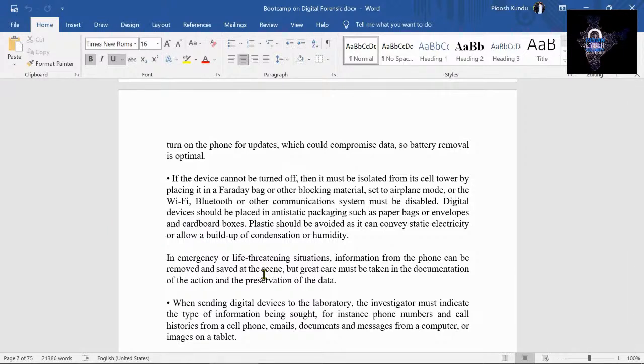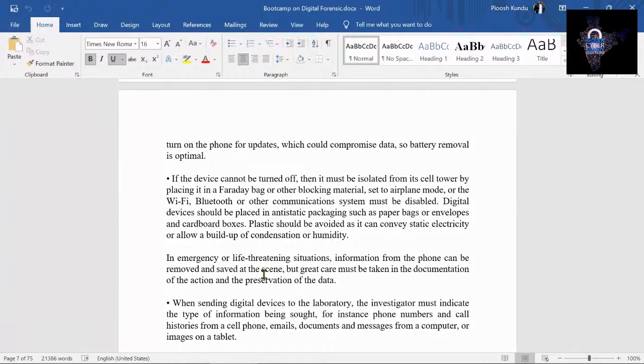If the device cannot be turned off, it should be isolated from the cell tower by placing it in a Faraday bag or blocking material, set to airplane mode, or Wi-Fi, Bluetooth, and other communication systems must be disabled. Digital devices should be placed in anti-static packaging, such as paper bags, envelopes, or cardboard boxes. Plastic should be avoided, as static electricity and humidity can build up.